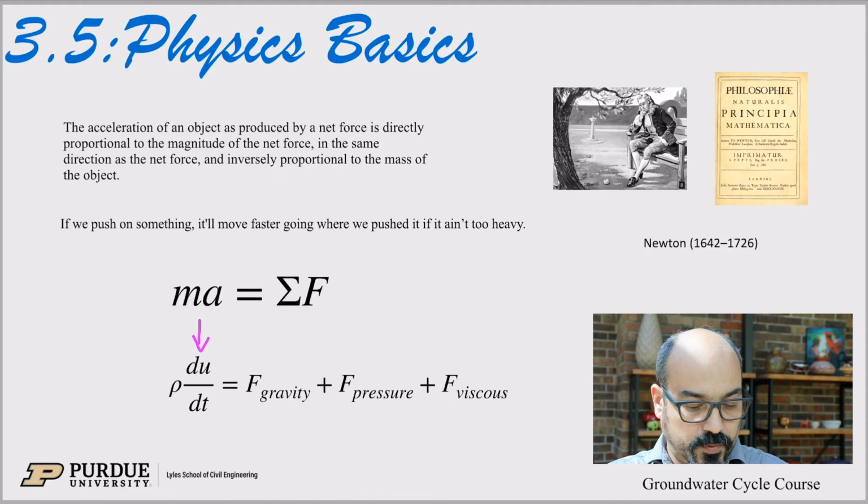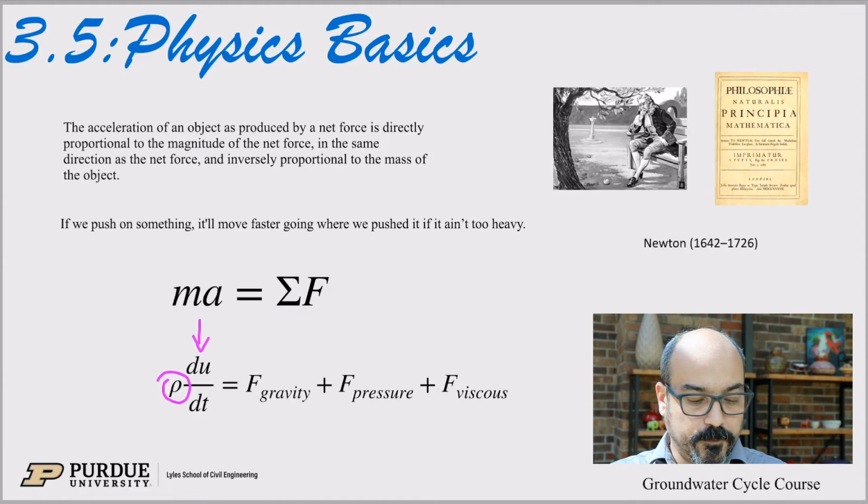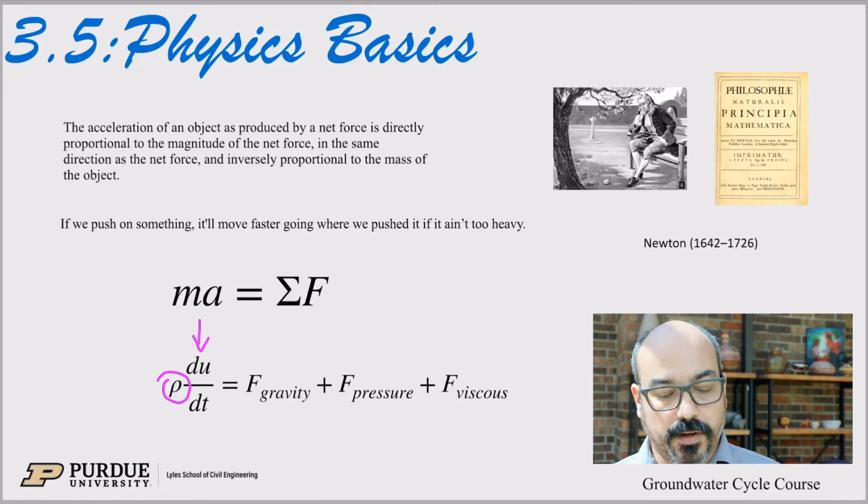Now the mass for a fluid, we think of density, right? So it's really a mass per volume. So all those terms are going to be per volume, per unit volume, if you will. But it's the same thing. We have a mass, we have an acceleration, and now we normalize per unit volume of fluid.